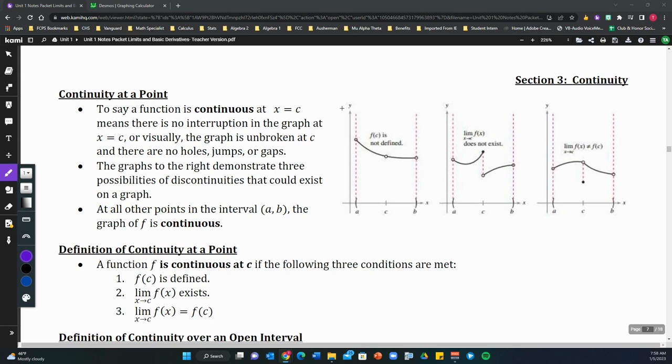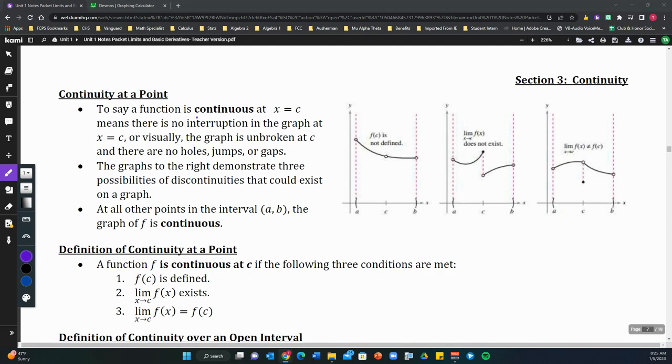So the formal definition is a function is continuous at a particular value of x, and we're going to call that c. When we say that, it means that there's no interruption in the graph at x equals c, or visually, the graph is unbroken at that value. A simple way to think about it is if you trace over the graph, you should be able to pass through the point or the value on the graph of the function at x equals c and never actually have to pick up your pencil or pen to continue tracing.